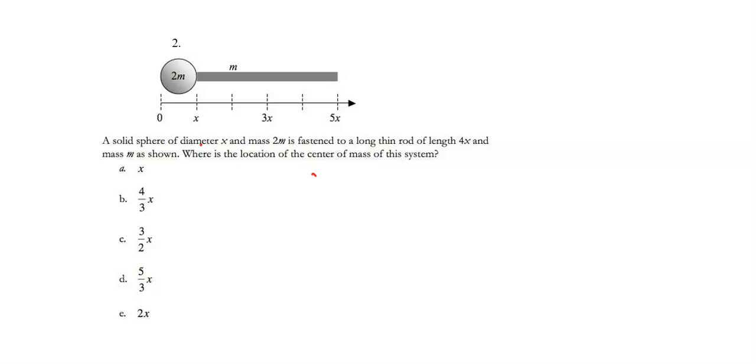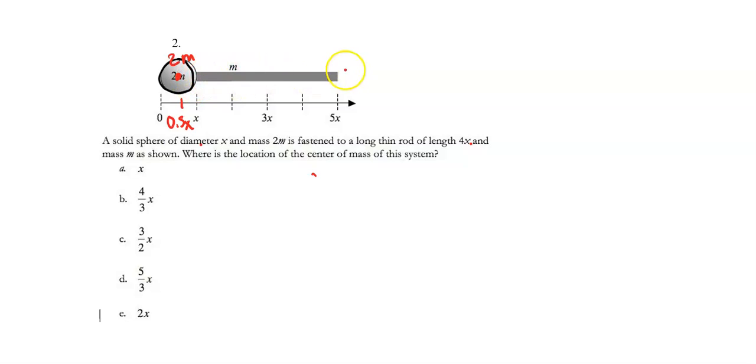The cool thing about center of mass, I want you to think about, if you had this object of 2m right here, where would you put your finger to balance it? Well, you would balance it right in the center. So I think of the center of mass of this object of 2m as all the mass right there, just at a point at 0.5x.